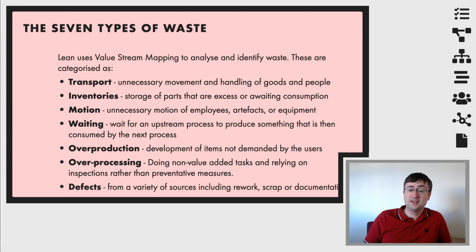The next type of waste is waiting. If we're waiting for a process to produce something so that it can be consumed by the next thing, what we're doing is wasting time. You don't want people to be waiting about doing nothing, because that is ultimately a waste of time and money. Next one is overproduction, so the development of items that are not demanded by the users. In software development, we call this gold plating. So things that the developer themselves feels might be required in the future, but not really needed now. A brilliant example of gold plating is an example from a bank system.